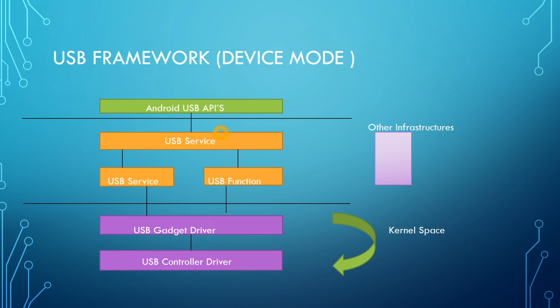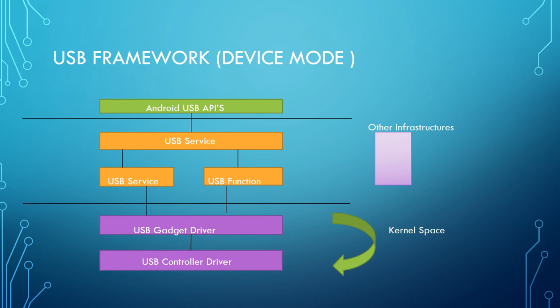Now we will see USB framework with respect to device mode. We know there are two modes, device mode and host mode. So first we will see the framework with respect to device mode. So in this device mode, you all can see this is the user space and this is the kernel space. So USB service is the key factor and it is the backbone in Android USB device mode. So USB service is the backbone.